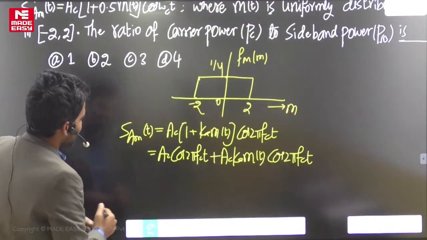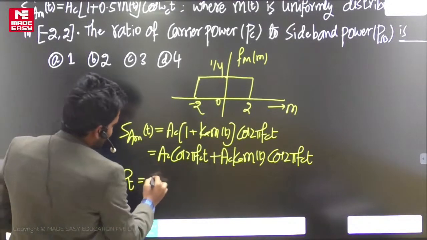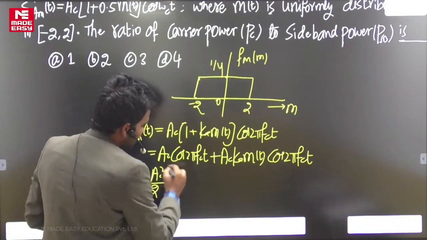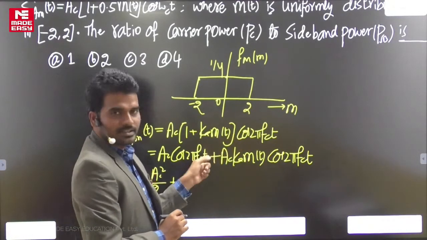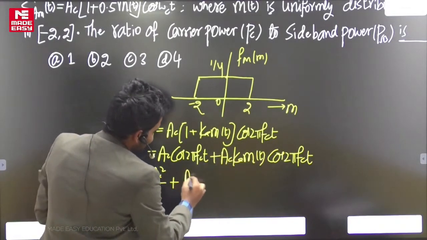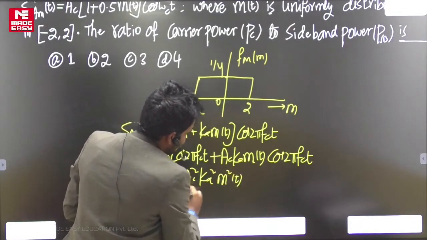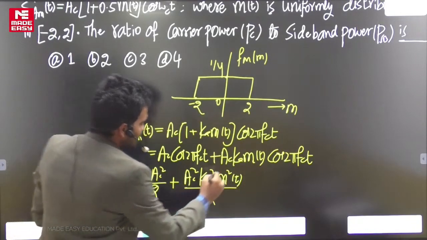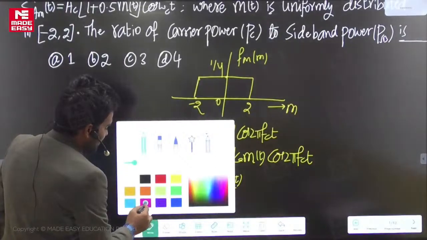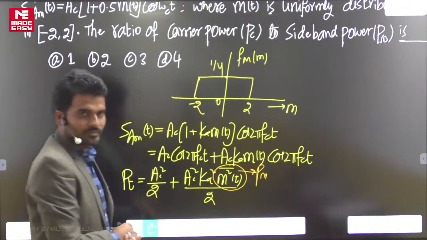Okay. So if you try to get the total power here, PT, that will be Ac squared by 2. For Ac cos, the power is Ac squared by 2. Then what is the power of this? It is in the form of Vm cos, so the power will be Vm squared by 2. So that is Ac squared Ka squared m squared(t) by 2. Here we write this as m squared(t) bar, and this m squared(t) bar specifies the power of the message signal. I'm denoting it with PM.